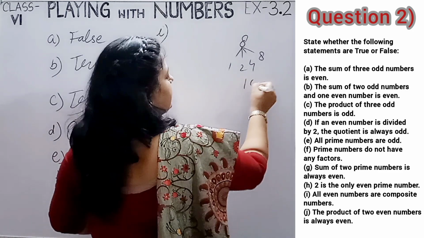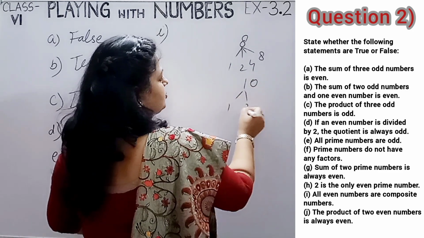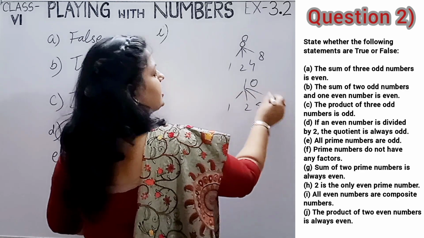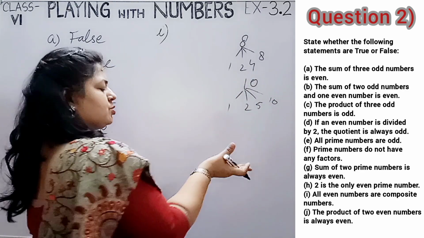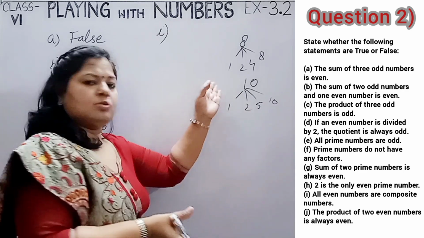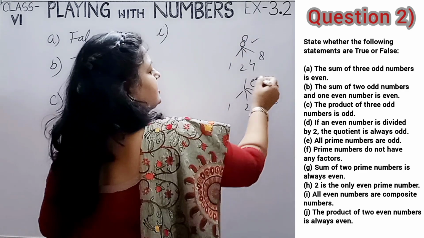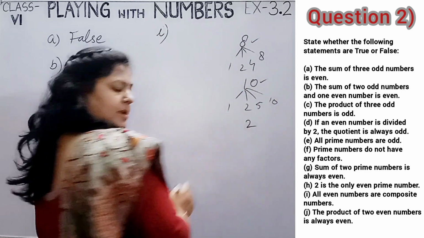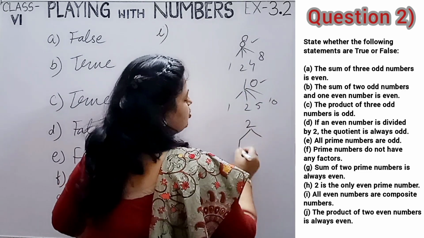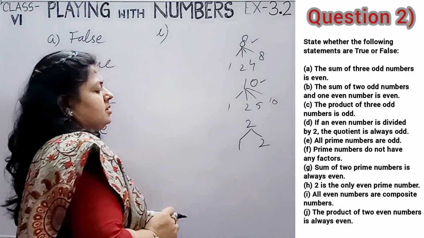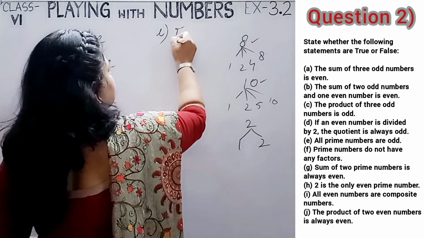Another example, 10: 1, 2, 5, 10. It also has more than 2 factors, so this is also a composite number. Now what about 2? This is an even number. 2 is also an even number, but it has only 2 factors. So this statement is not true. False.